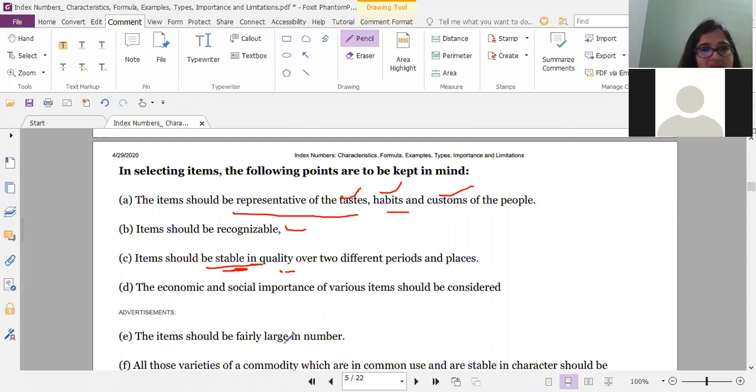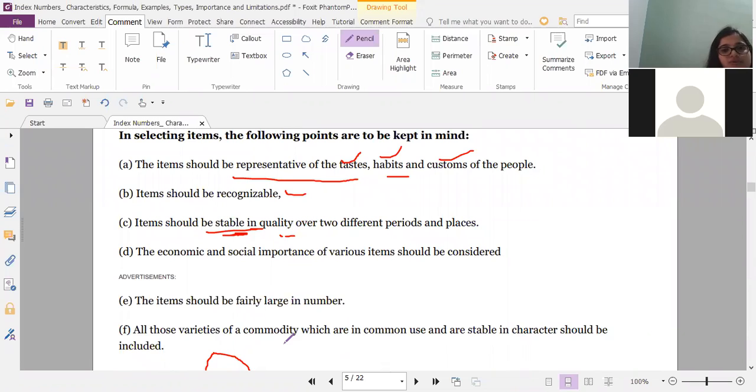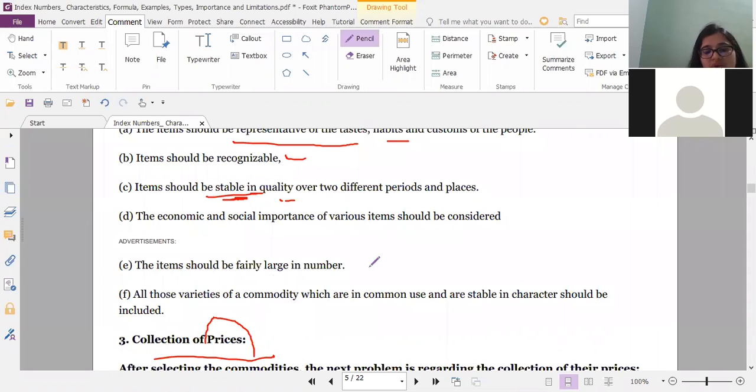The other point is that the economic and social importance of various items should be considered. The item should be fairly large in number, so the quantity of the item you're using should be large. This is another point to keep in mind. All those varieties of commodities which are in common use and are stable in character should be included.